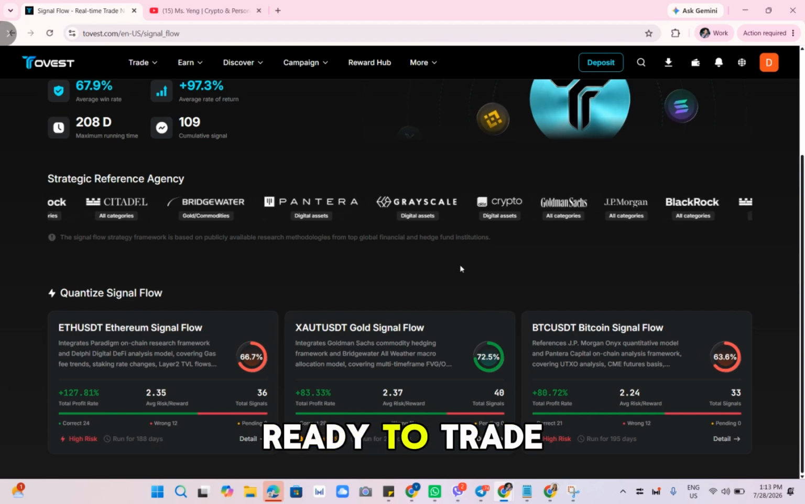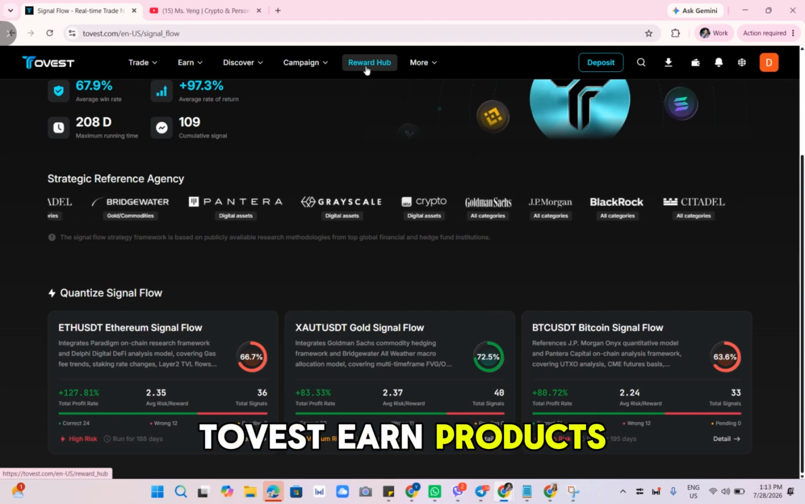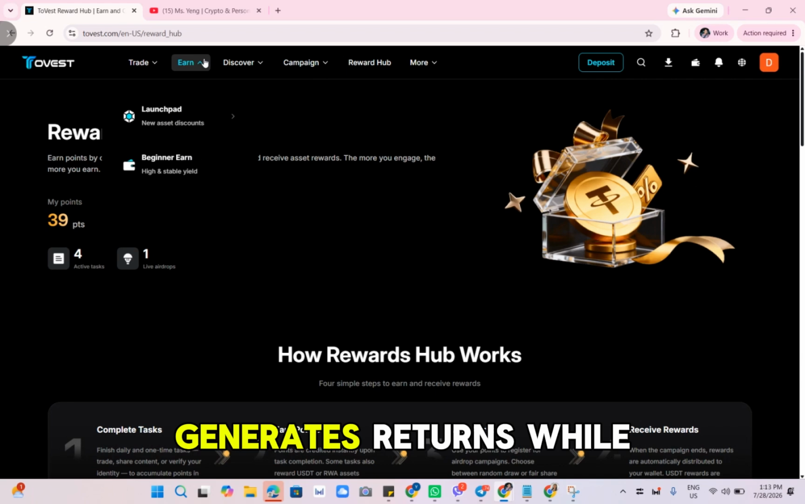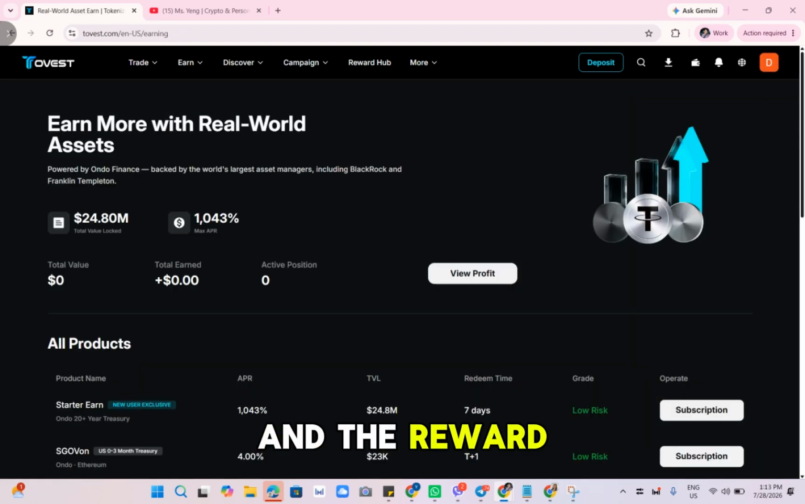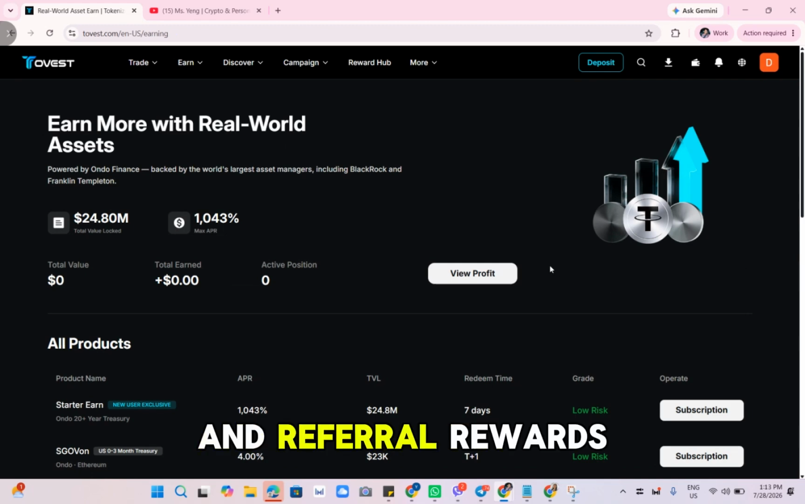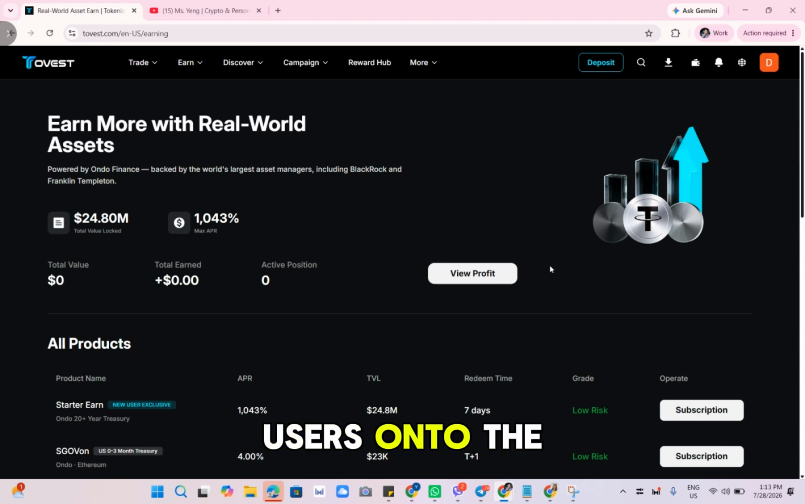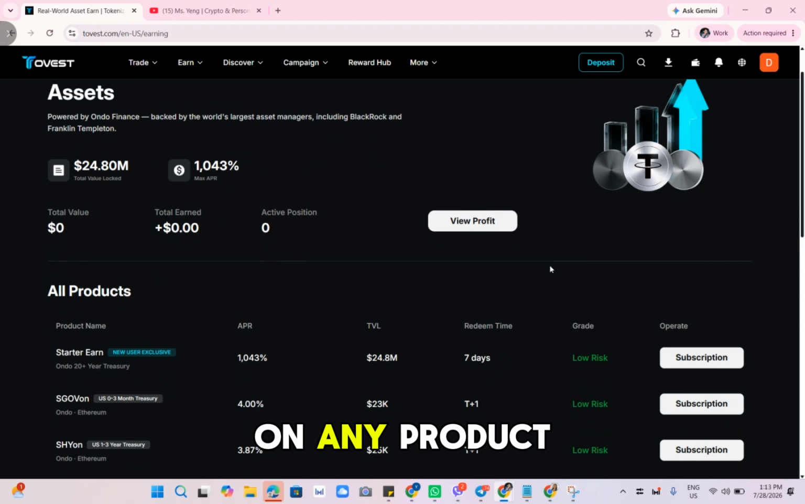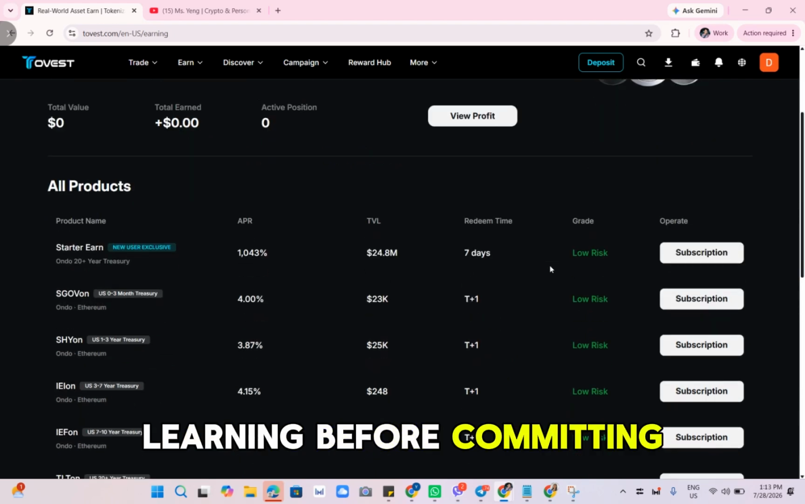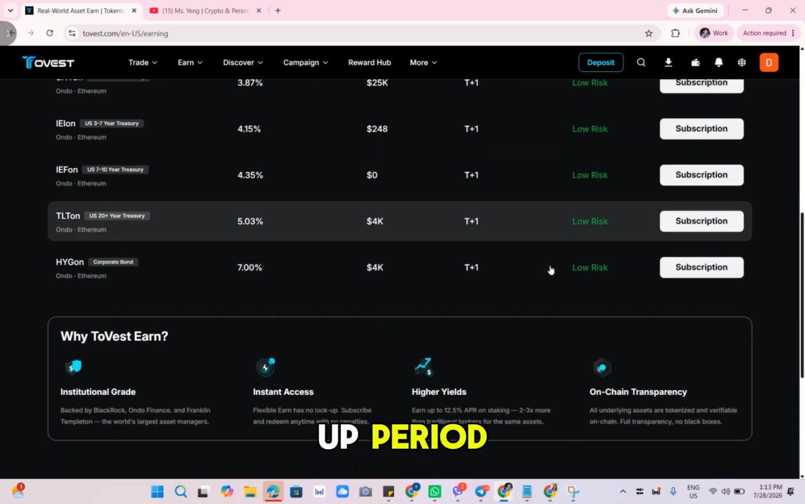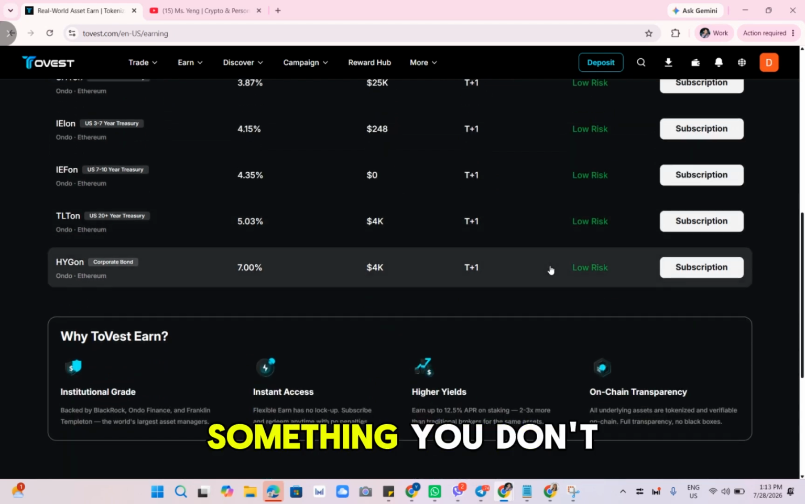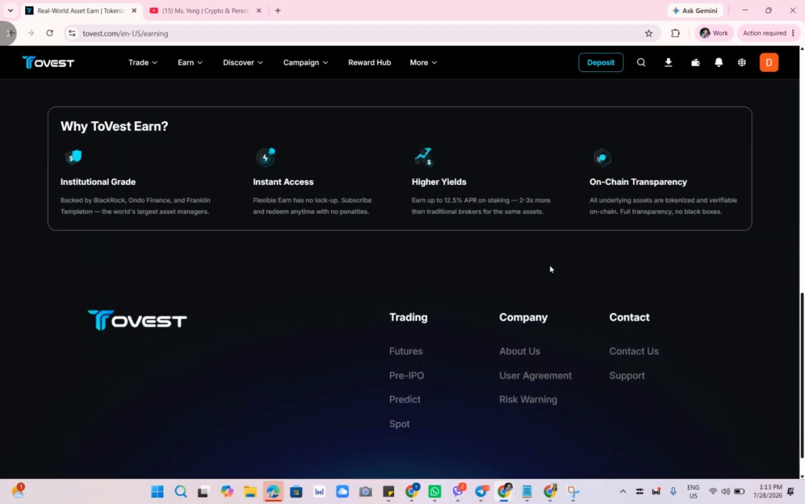For people not ready to trade actively, Tovest's earn products let idle capital generate returns while you're building your knowledge. And the Reward Hub runs active campaigns with USDT cashback, airdrops, and referral rewards for bringing real users onto the platform. As always, read the terms on any earning product before committing capital. You should also understand the lockup period. You should never put money into something you don't fully understand.